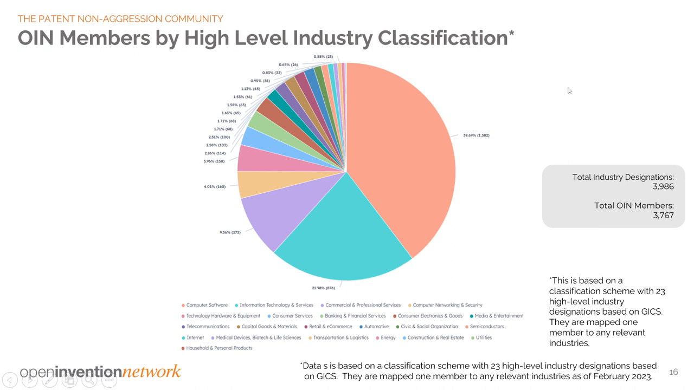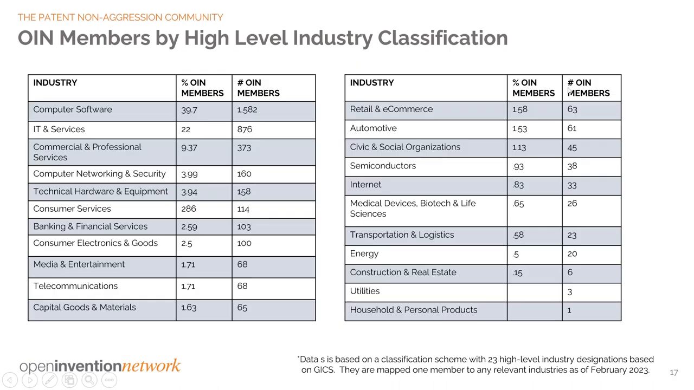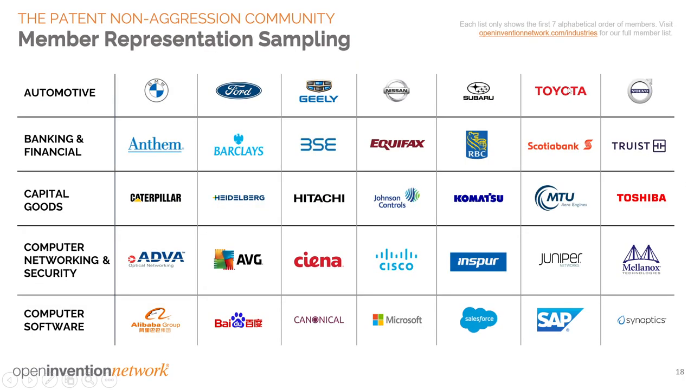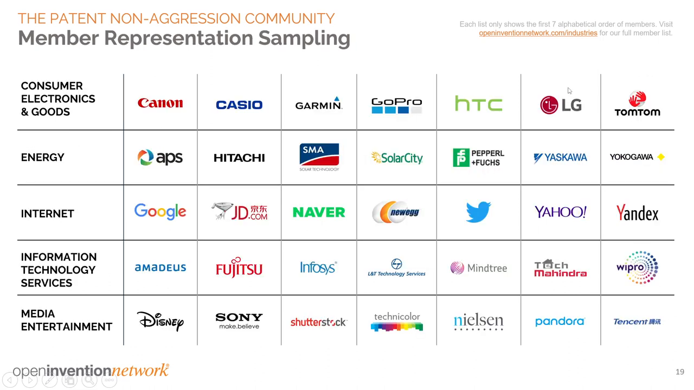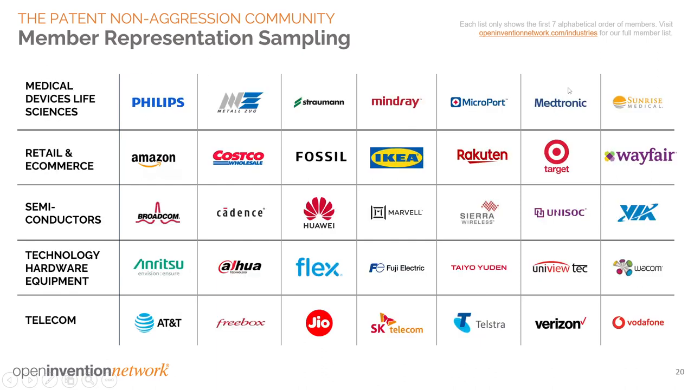And if you also see here, any industry classification you come into, most of the companies are part of the community. So this will give you a representation of, in whichever sector, automotive, banking, capital goods, computer networking, security, computer software, the companies which are part of the network, whether it is internet or information technology services. So across the globe, like you see here TomTom. TomTom was sued in the past by one of the top proprietary companies in the world. They are also a community member. So whether you are in South Korea, or whichever part of the world, most of the telcos are already part of the community.